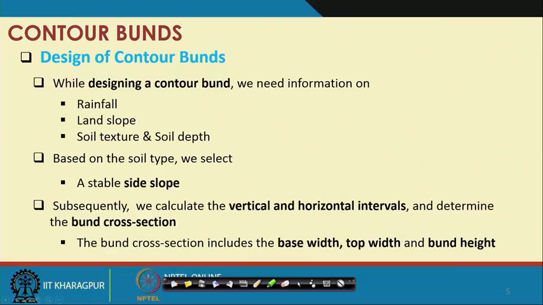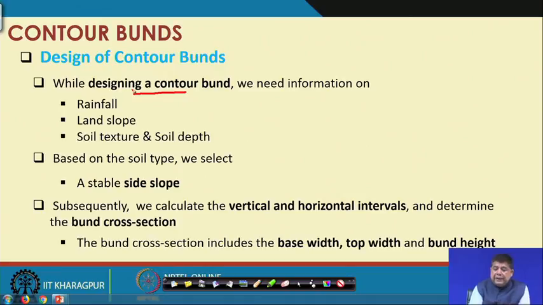Now, coming to design of contour bunds, basically while designing contour bunds, we need information on rainfall. That is because we wish to know how much water needs to be stored, or what is the maximum amount of water that is available for storing in between the bunds. Then the land slope, it governs adaptability. It should be less than 8% and normally between 2 to 6%, and some of the design components also are governed by land slope. And of course, the type of soil, the soil texture and soil depth, because it also is related to adaptability.